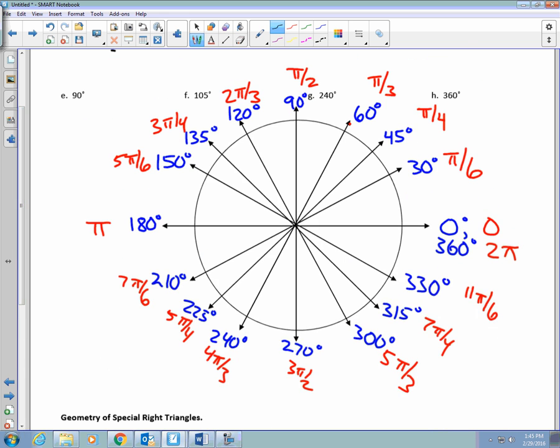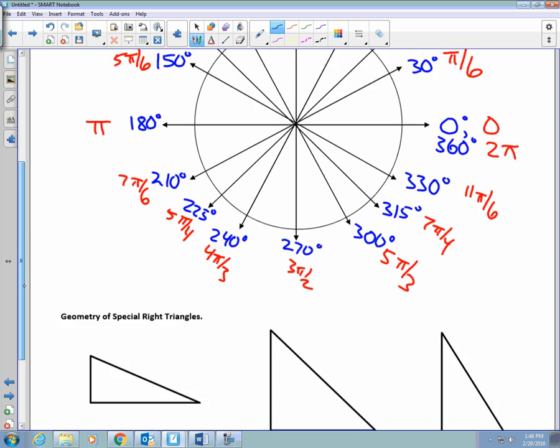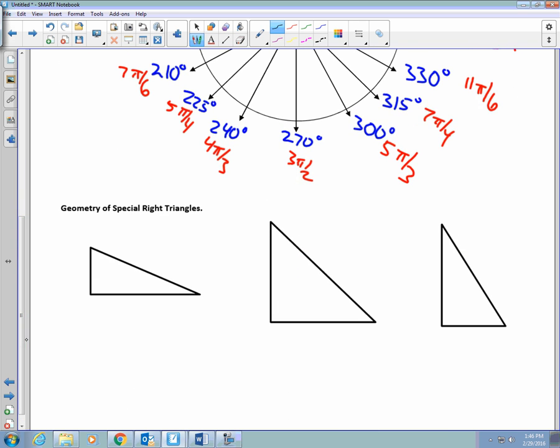Tell you what, how about we do this? You want no assignment tonight? Then we're going to go right up to the bell with this, but we'll have no assignment tonight. We've got to do a slight review of special right triangles using some geometry ideas.